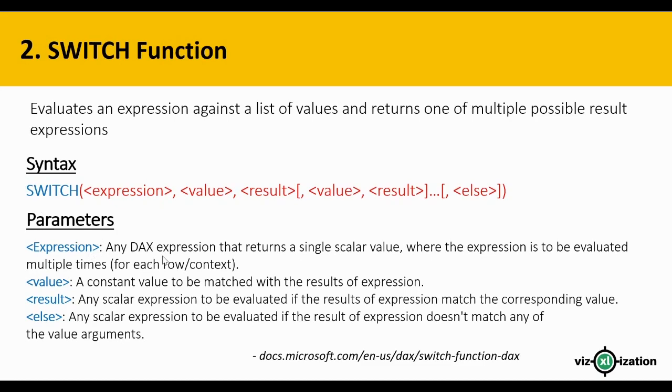So here we have the parameters, okay? The expression, it can be any DAX expression that returns a single scalar value. So when we see right here scalar value, we are talking about single values, okay? Where the expression is to be evaluated multiple times. For value, it can be a constant value to be matched with the results of expression, result, any scalar expression to be evaluated if the results of expression match the corresponding value.